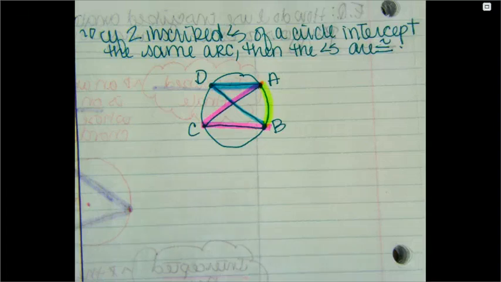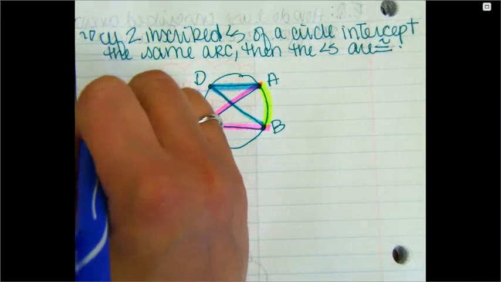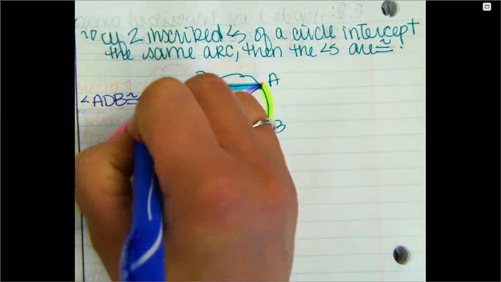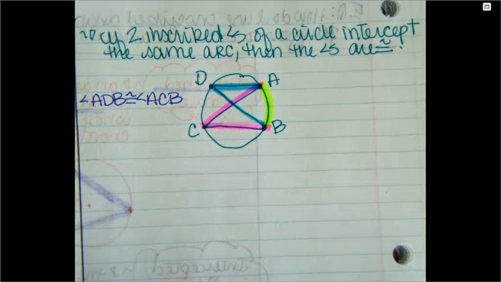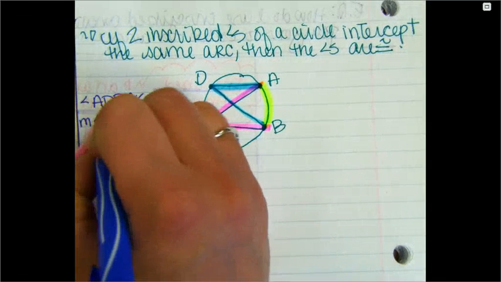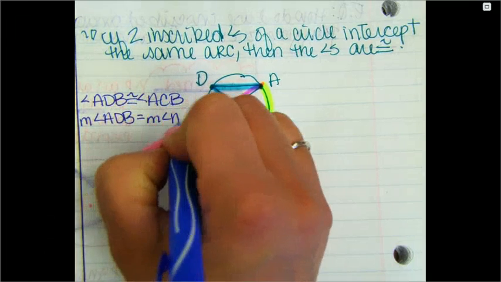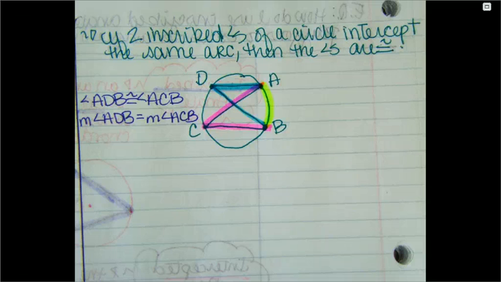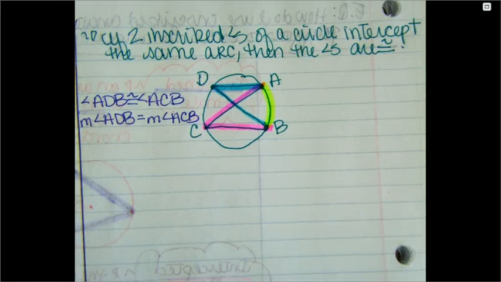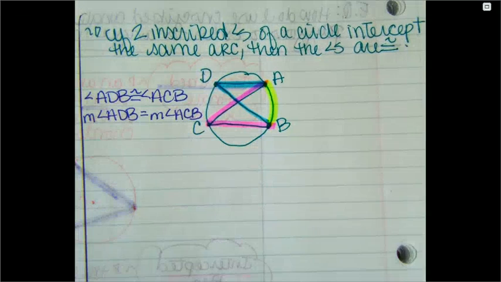Okay? So I'm going to write the piece that goes with it. It says that angle ADB is congruent to angle ACB. If the angles are congruent, then their measures are also the same. Right? So if the angles are congruent, then their measures are also equal. Make sense? Questions? Beautiful.